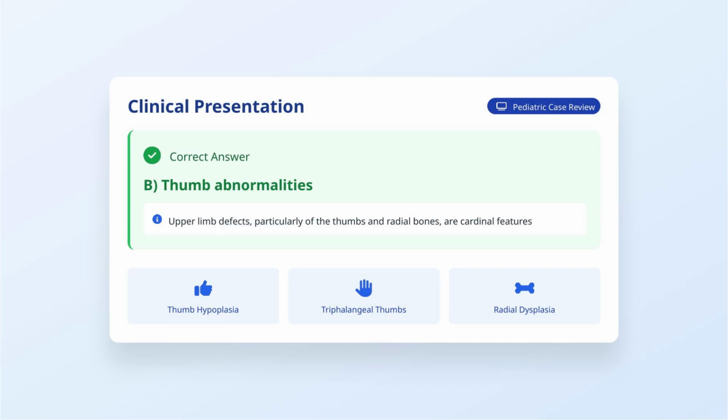Thumb abnormalities. Upper limb defects, particularly of the thumbs and radial bones, are cardinal features of Holt Oram syndrome. These range from triphalangeal or hypoplastic thumbs to more severe abnormalities like phocomelia. Lower limb involvement is not characteristic, and neurological and facial features are typically normal.